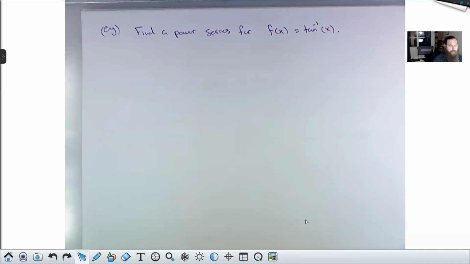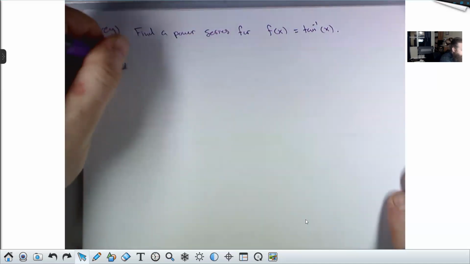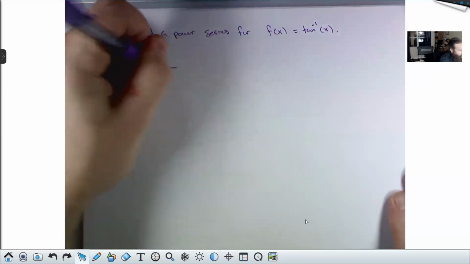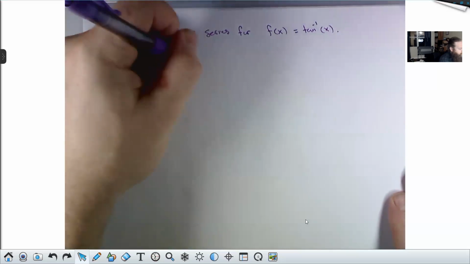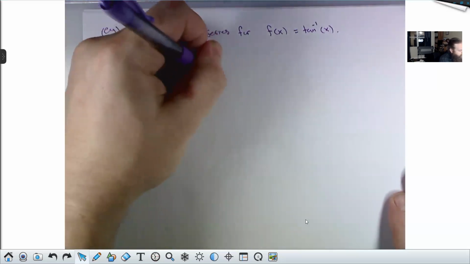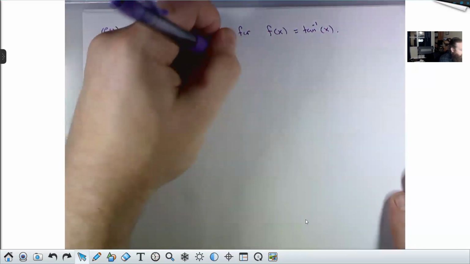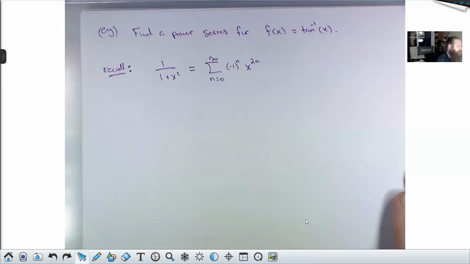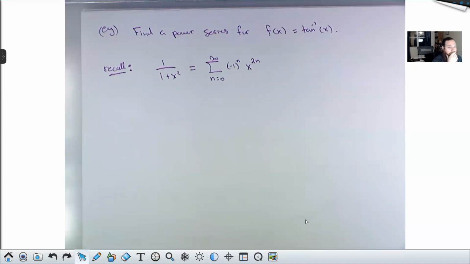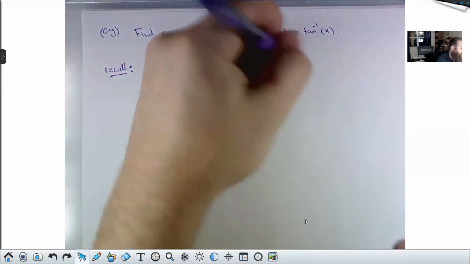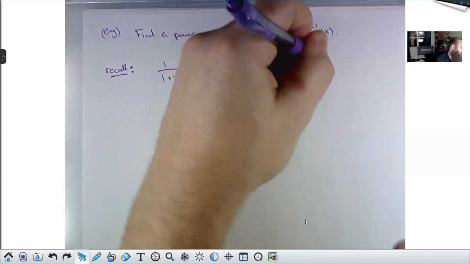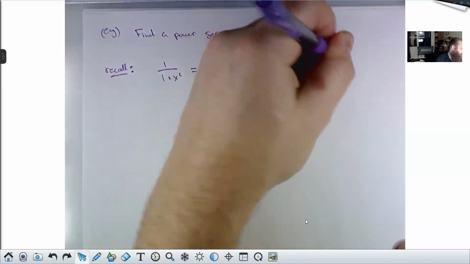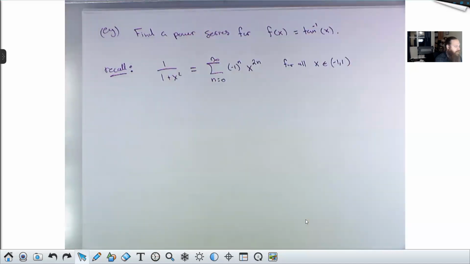Here we're going to use the geometric series trick, but we're also going to use something else. Recall from our first example today, that 1/1 plus x squared can be represented as a power series as sigma n from 0 to infinity, -1 to the n, x to the 2n. This is true provided x is coming from the open interval -1 to 1. That was our IOC.